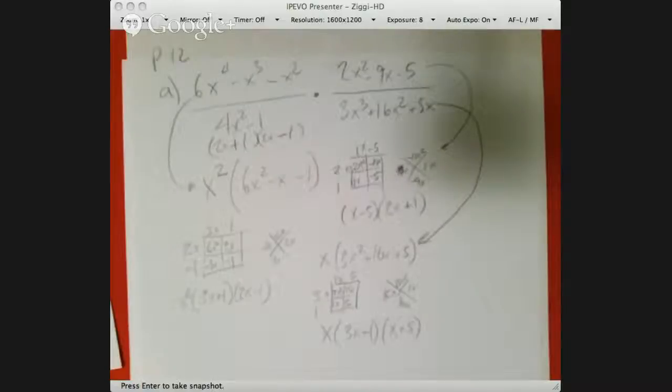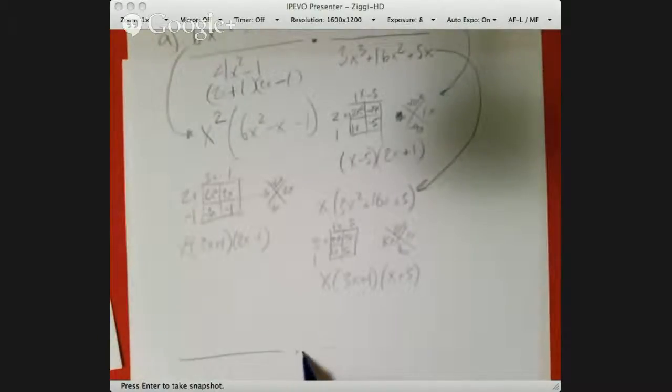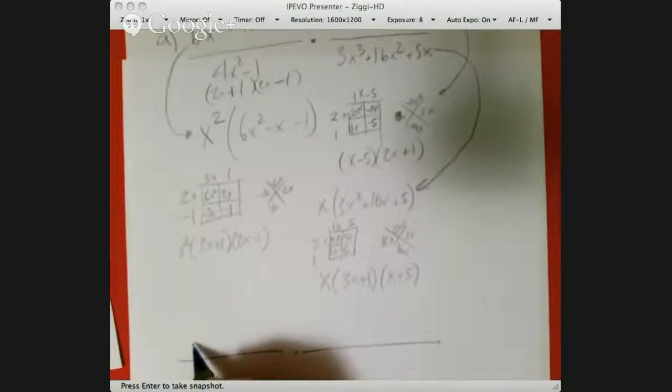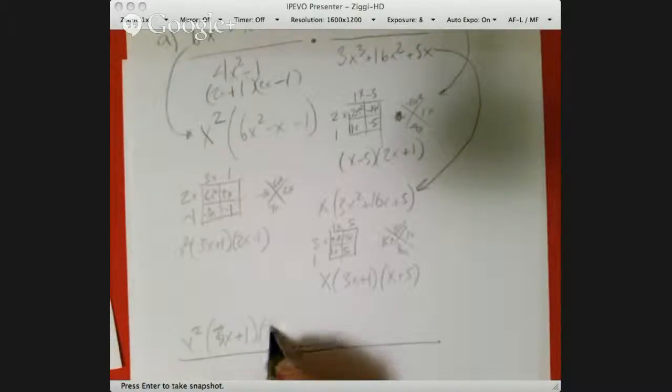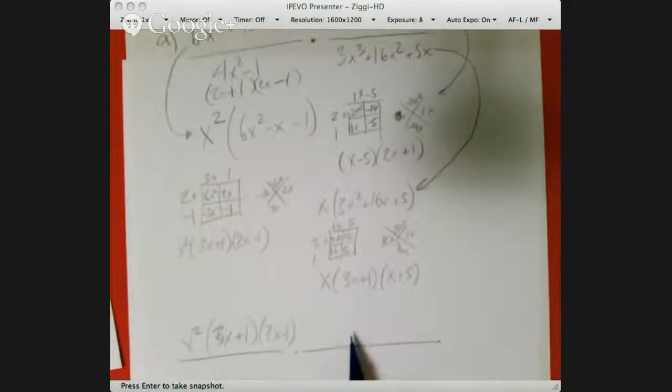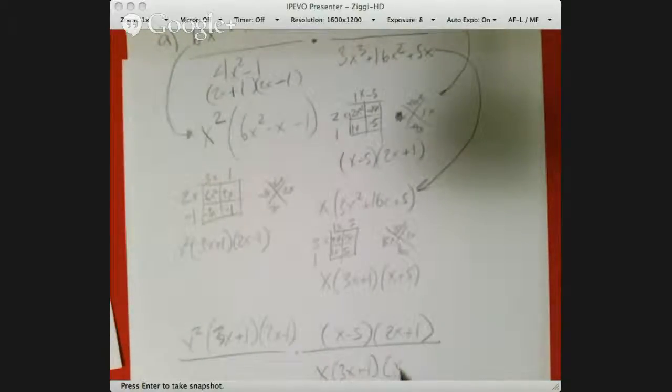All right, I'm going to put back together this craziness that we're dealing with here. So in doing that, we've got on the top x squared, and then I've got 3x plus 1, 2x minus 1. On the top over here, I've got x minus 5, 2x plus 1. On the bottom here, I have x, 3x plus 1, and x plus 5. And on the bottom over here, I've got 2x plus 1, 2x minus 1.